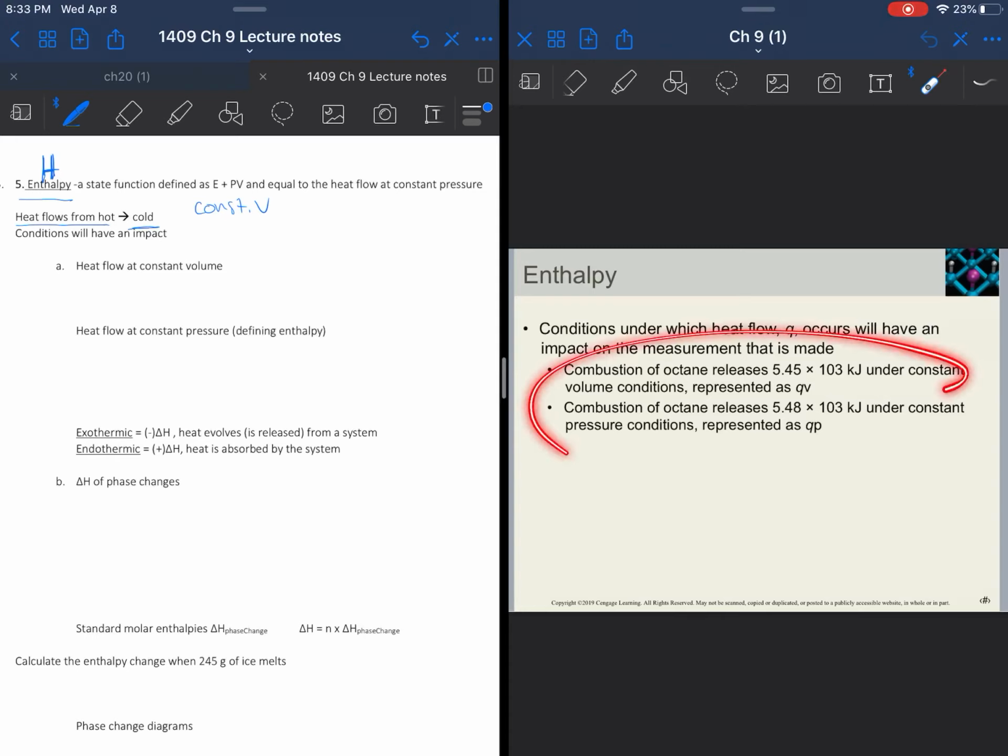So if we look at something like the combustion of a mole of octane, right? We're burning up a mole of octane. If we have constant volume, and this is the example we're talking about over here, that's going to give off 4.45 times 10 to the third kilojoules of energy. So constant volume, meaning that we are in some sort of rigid container that can't expand or contract. Constant pressure, maybe now we have an open container so that the gases that are formed can expand. This is going to give off 5.48 times 10 to the third kilojoules.